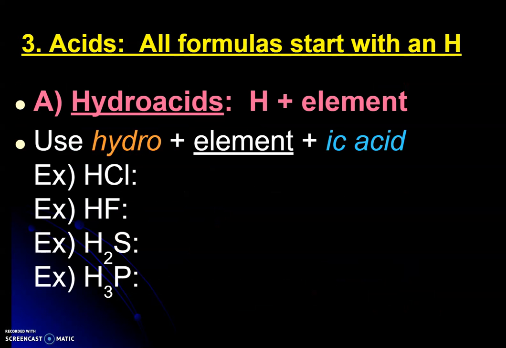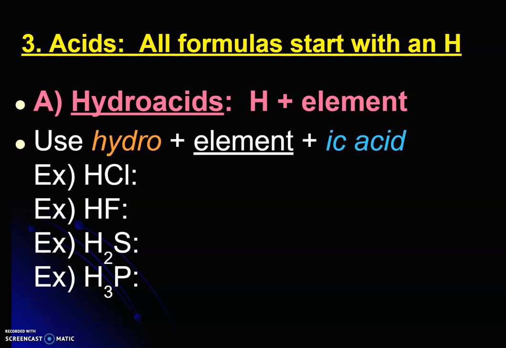So let's do the first one. The first one is the hydroacid. So H bonded to an element. The way that we name it is by using hydro, the base of the element name, then we change the ending to ic acid. And acids are kind of icky to get on your skin, so I would say ick, it's an acid. Okay, so HCl.